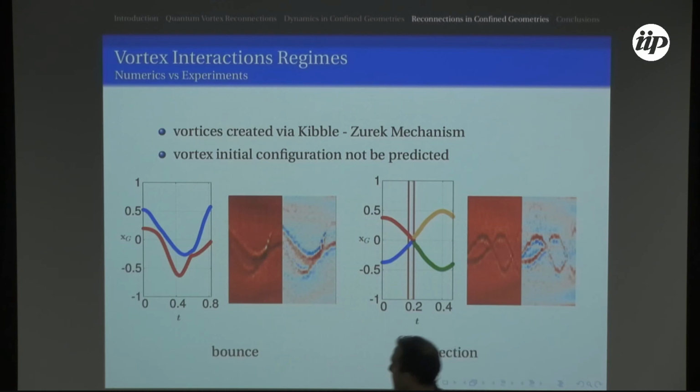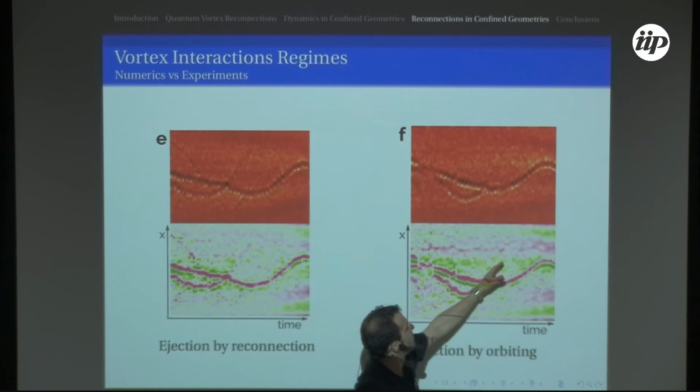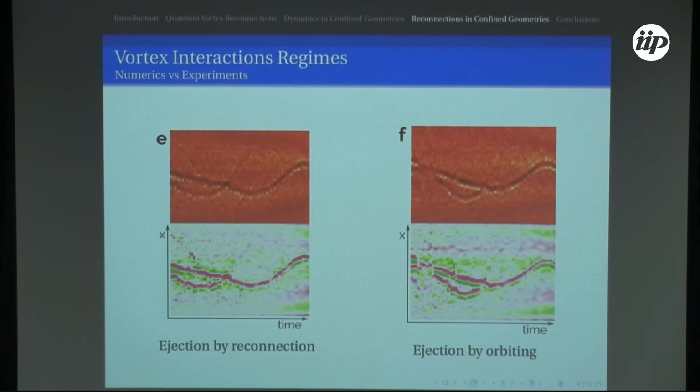This is an ejection by reconnection because you lose the visibility of the other vortex. In this case, because they are parallel and after the interaction you don't see them anymore, it means that there is an ejection by orbiting, in the sense that two vortices travel, and then the interaction between them pushes one of them out. And so you lose visibility again.